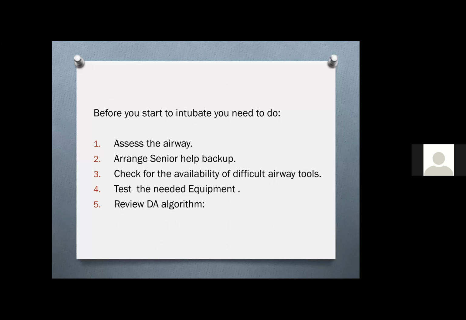What is step one? What is step two? What's going to happen if I couldn't do it? What's the next step? And it's very advisable, if your area doesn't have the difficult airway algorithm, have it available with you or in the area, typically in the resuscitation area, so that people can read it at the time of difficult airway scenarios.